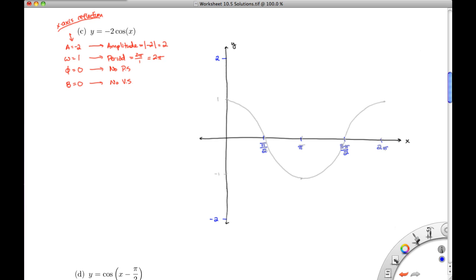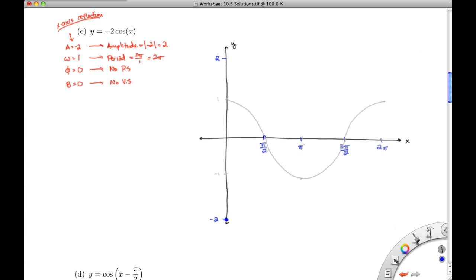Now, we're going to combine two transformations at once here. So this max point right here on our gray curve would go up to 2. But since we're reflecting across the x-axis, we're now going to drop it down to negative 2. So that's going to be our first point. It's been stretched vertically and then reflected across the x-axis.